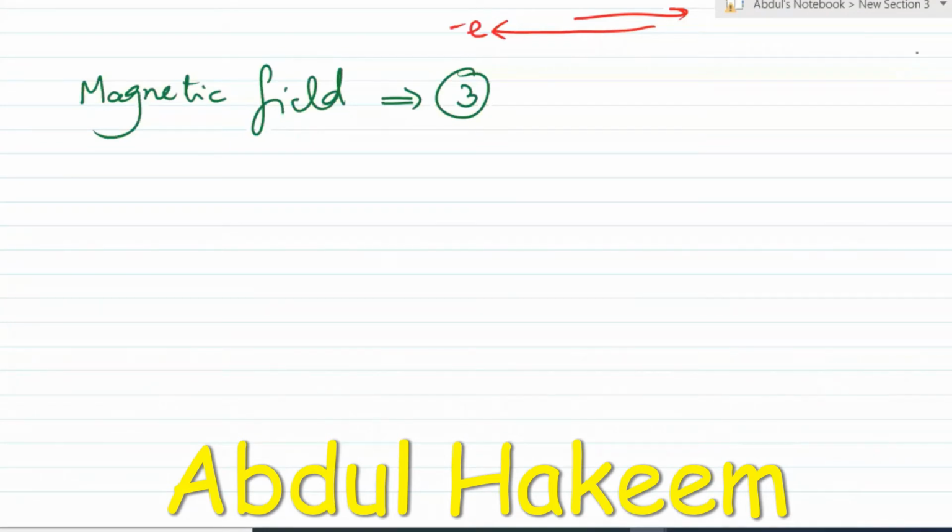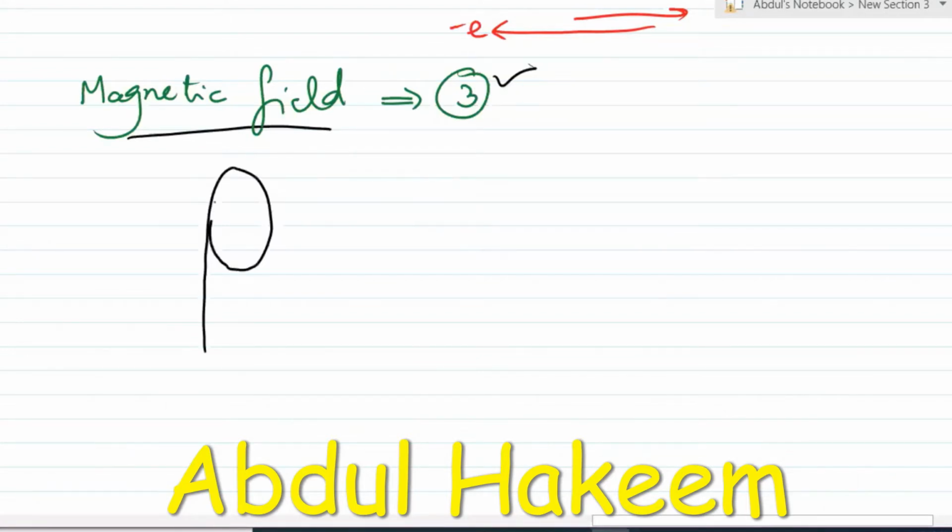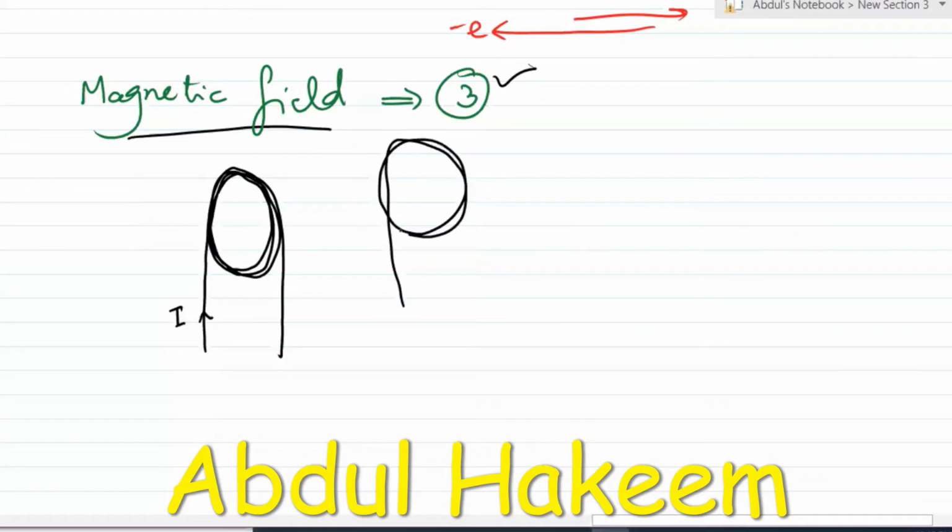Same chapter, magnetic field, and this is lecture number 3. Suppose we have two flat circular coils, A carrying current I, and this is another flat circular coil B, which is placed next to the first one and facing the first. Both are carrying the same current I.